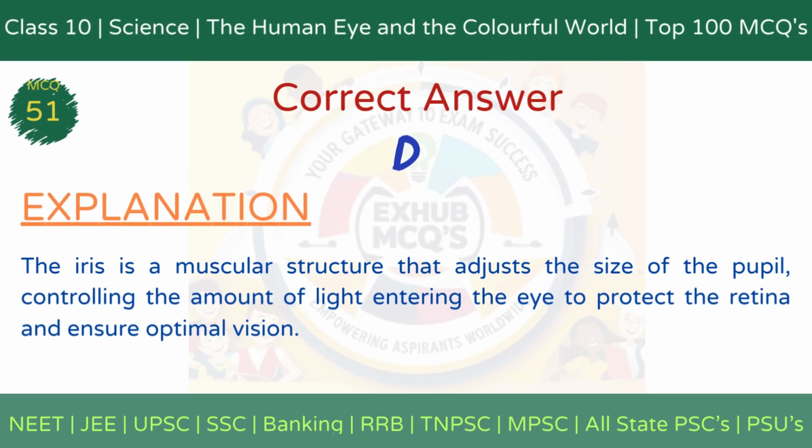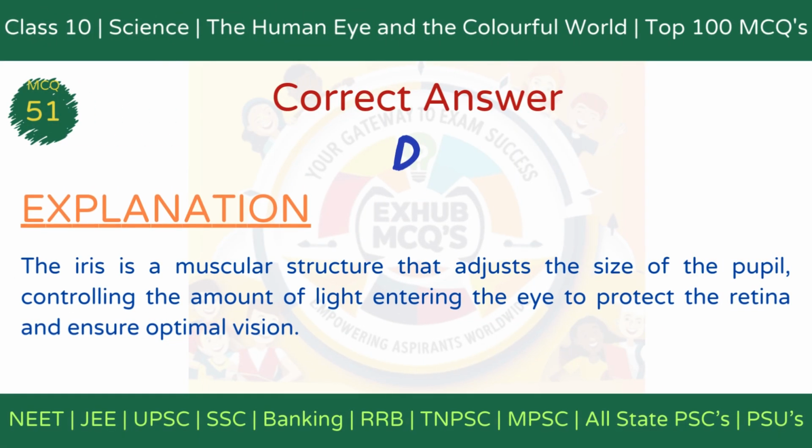The correct answer is option D. Explanation. The iris is a muscular structure that adjusts the size of the pupil to control the amount of light entering the eye. This mechanism protects the retina and ensures optimal vision in varying light conditions.